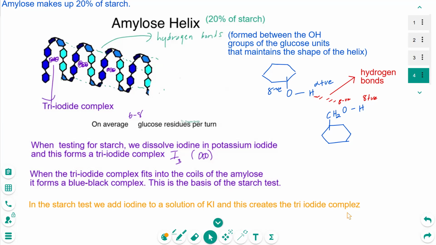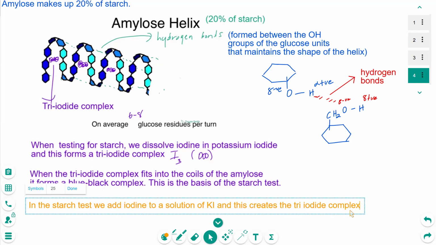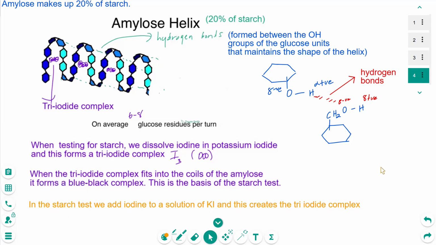So really and truly, the starch test is actually testing for amylose. The starch test tests for amylose, not the other compound that is found in starch. Starch has two compounds inside of it, amylose and amylopectin. When we do the starch test, it's really the amylose that we are testing for.